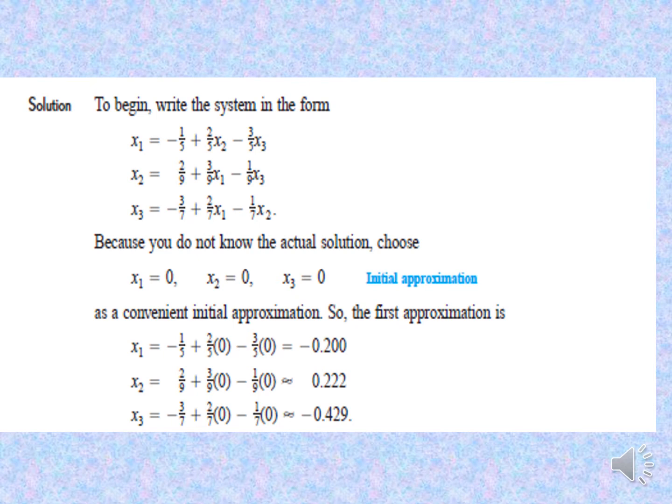So we have written the x1, x2, x3 expressions. We start with the initial approximation, and that is 0, 0, 0. We substitute values of x2 and x3 in the first equation and get the value of x1. We substitute x1 and x3 in the second and get x2. We substitute x1 and x2 in the third and we get the x3 value. So the first iteration is over.